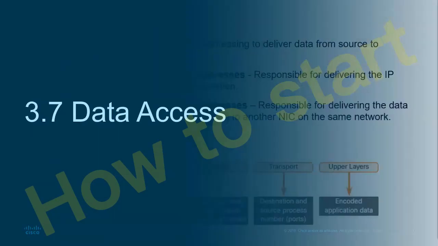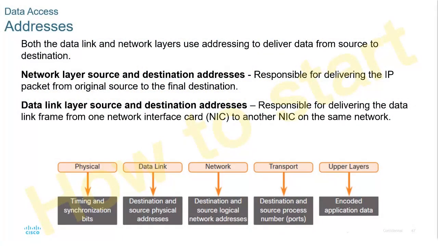Moving on is our data access. Basically, our addressing for our data access, both the data link and the network layers use addressing to deliver data. The network layer, source and destination, is responsible for delivering logical addressing known as IPs. The data link layer, source and destination, are physical addresses, and they're used for communication on the same network.